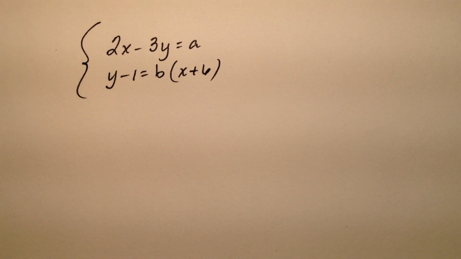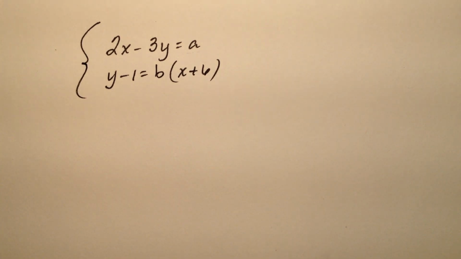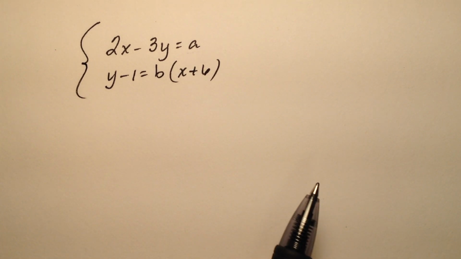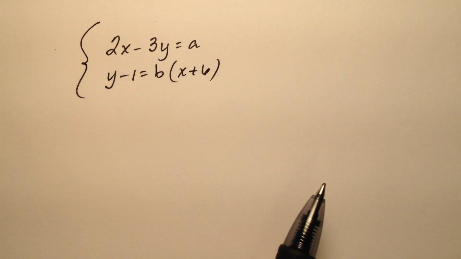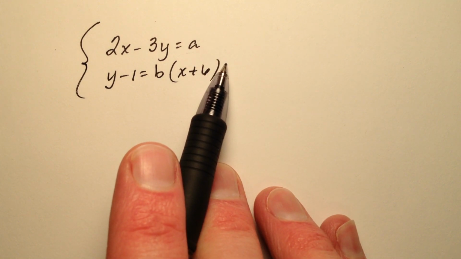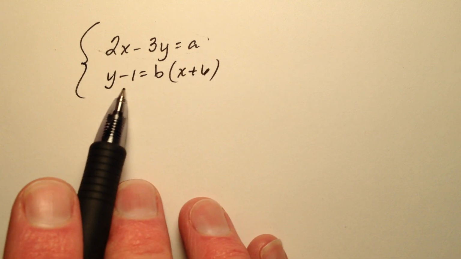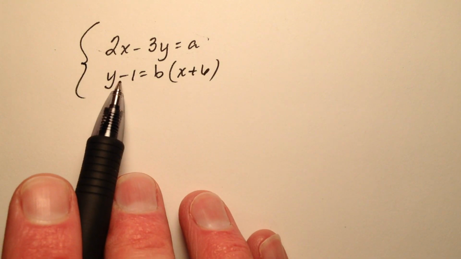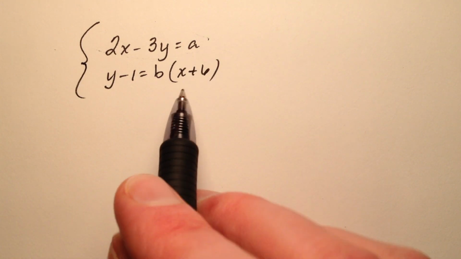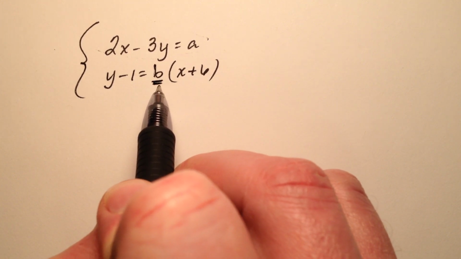In this example, I'm going to determine values for a and b such that this linear system is going to have an infinite number of solutions. Well, if a system has an infinite number of solutions, it's because the lines are coincident, or they are the same lines. So it looks like my first equation is in standard form, and my second equation is in point-slope form.